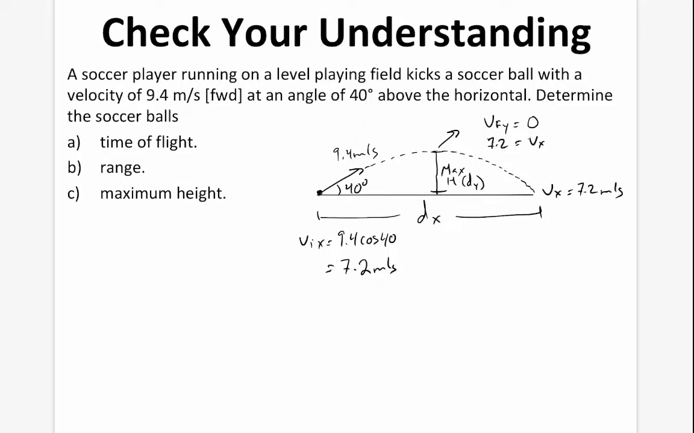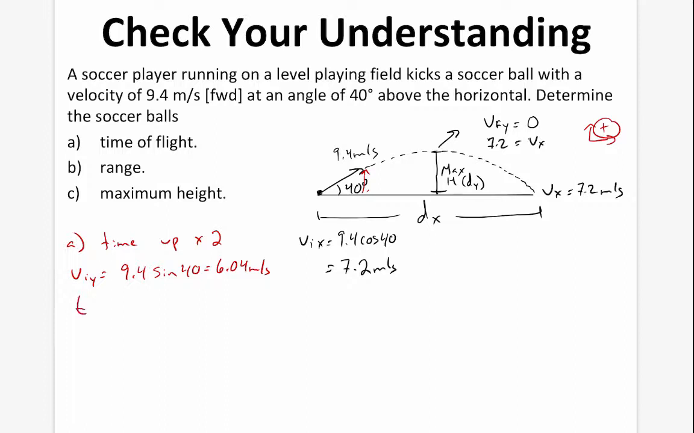So let's take a look at this question. This question asks for our time of flight. Well, to find time of flight, we can find time up, and then we can multiply that by 2. So how do we find the time up? Well, let's figure out what we know so far. Our VIY is going to be a component of that initial, so it's going to be 9.4 sine 40, and that equals 6.04 meters per second. And don't forget, we need to say right and up are positive to make our equation and our numbers valid.